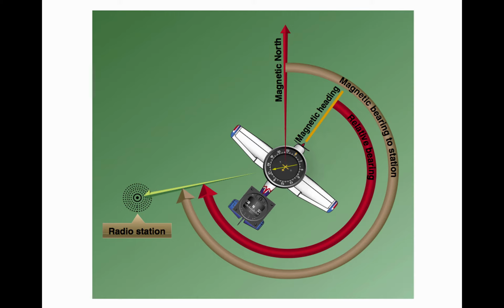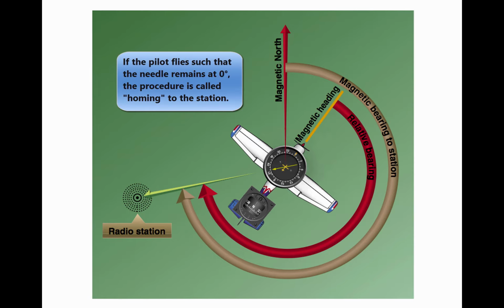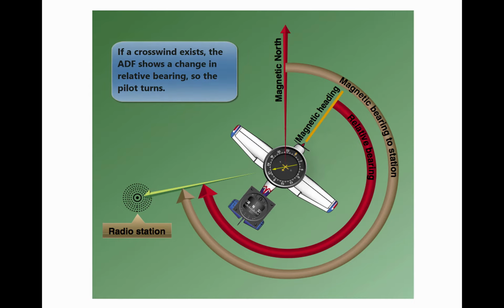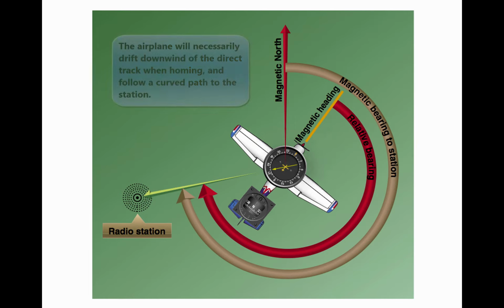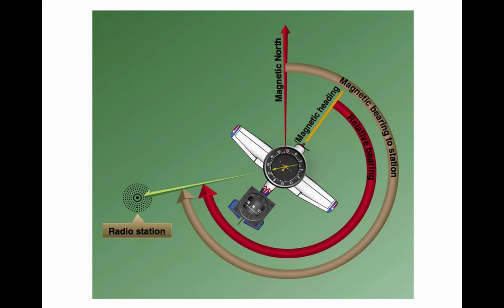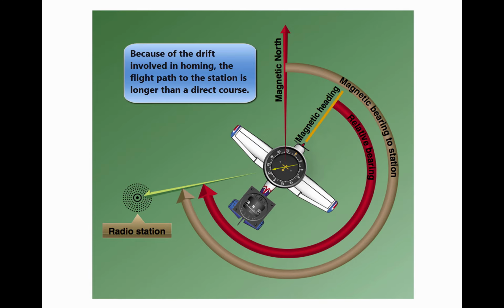If the pilot continues flight toward the station keeping the needle on 0 degrees, the procedure is called homing to the station. If a crosswind exists, the ADF needle continues to drift away from 0. To keep the needle on 0, the aircraft must be turned slightly, resulting in a curved flight path to the station. Homing to the station is a common procedure, but results in drifting downwind, thus lengthening the distance to the station.